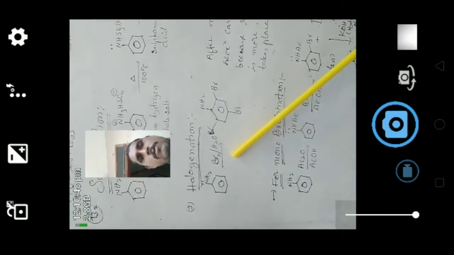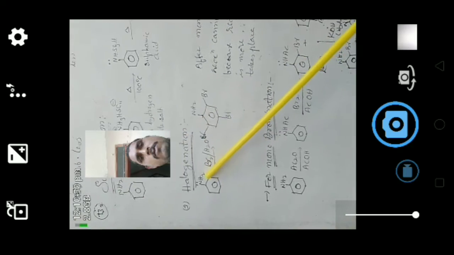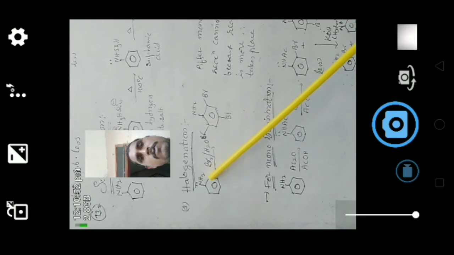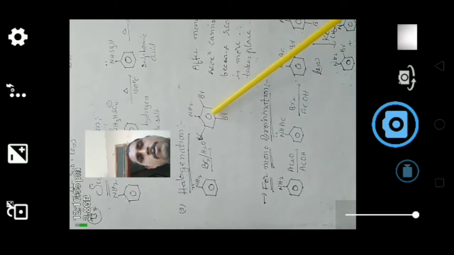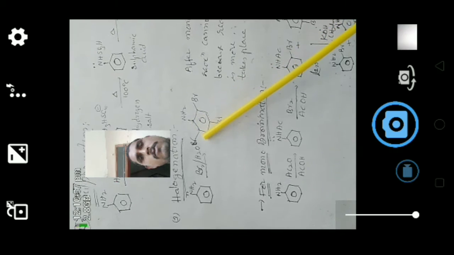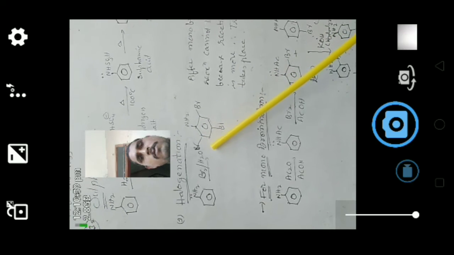It is the halogenation reaction. Aniline, when we react with bromine in the presence of water, gives tribromoaniline. Here, after monobromination the reaction cannot be stopped because the reactivity of aniline is high. Therefore tribromination takes place. This is the halogenation reaction.